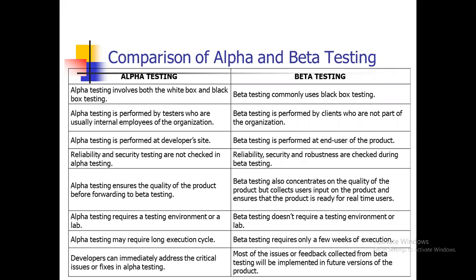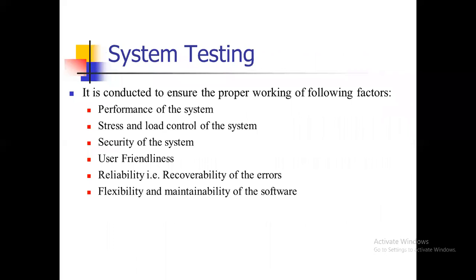In alpha testing, developers can immediately address critical issues or fixes. If the developer finds any errors or critical issues while at alpha testing, the developer fixes those errors in alpha testing. In beta testing, most of the issues or feedback collected will be implemented in a future version of the product. This is the comparison between alpha testing and beta testing.